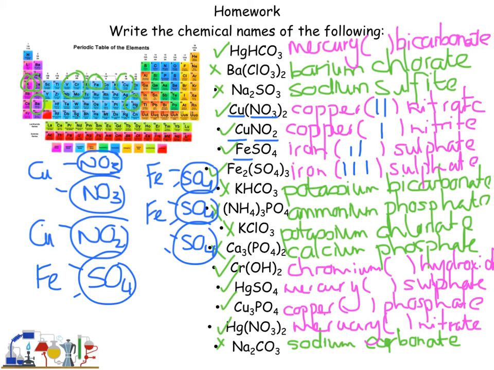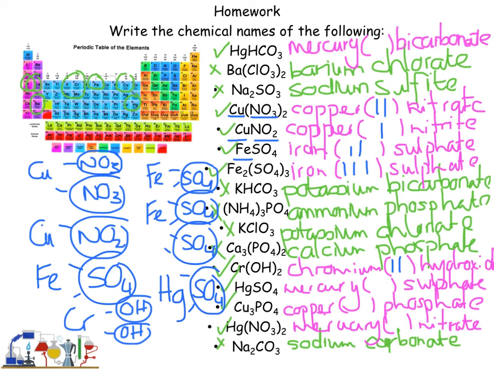There is 1 chromium and there are 2 hydroxides. The hydroxides each come with 1 arm, therefore this chromium is going to require 2 arms. Mercury sulfate, we've got Hg, and the sulfate ion SO4 as a group has 2 arms, therefore this mercury is going to require 2 arms.